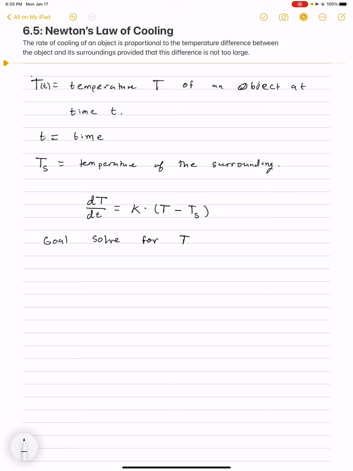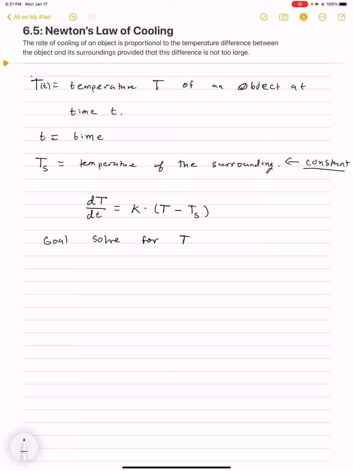The temperature of the object is a function of time because it's cooling. And in some instances, we can consider it to be warming since it's a similar type of problem. So T of t, or capital T, is the temperature of the object at time t. Little t we're going to call time, and T sub s, we're going to consider this to be a fixed constant. That's the temperature of the surrounding. So I should note that we're treating this as a constant.